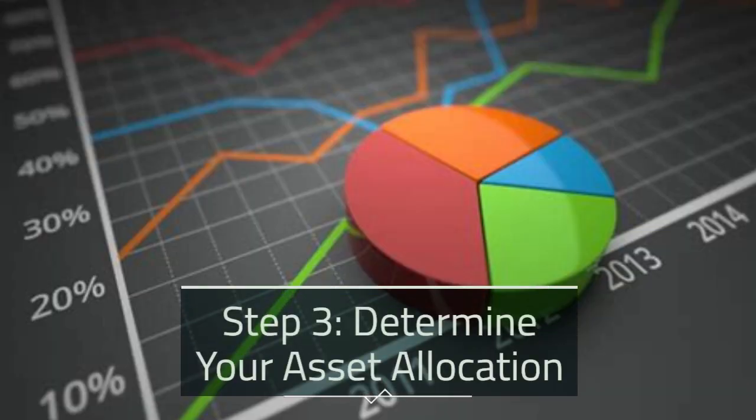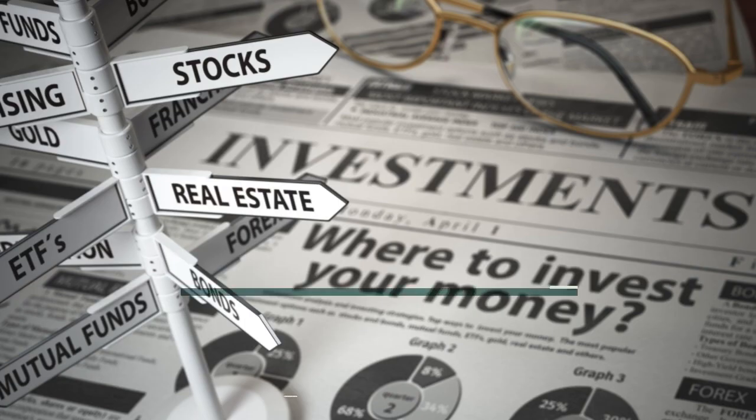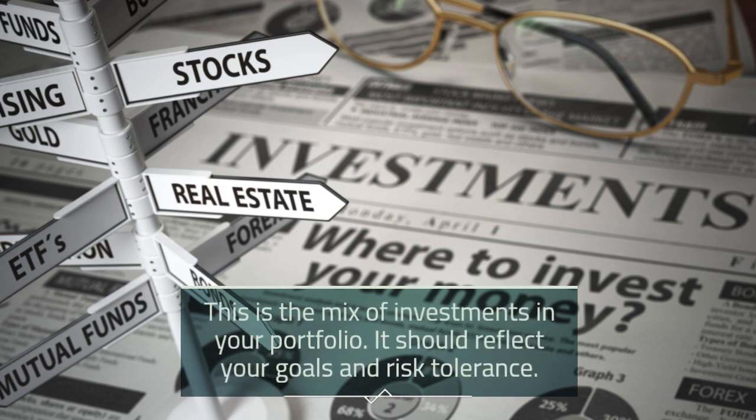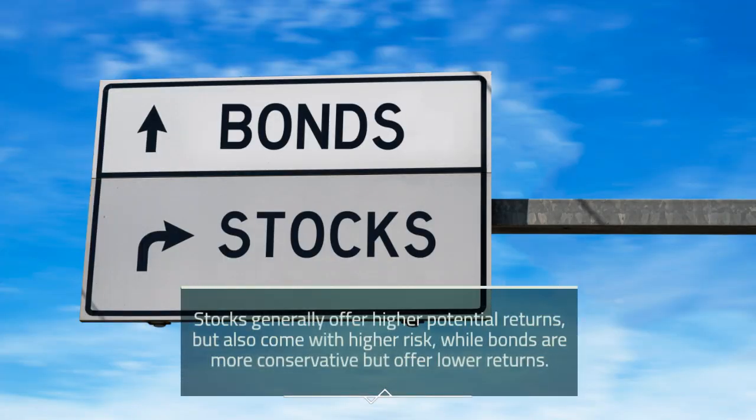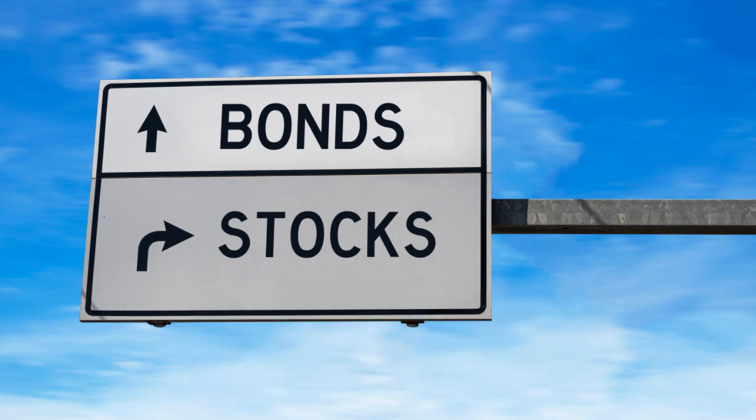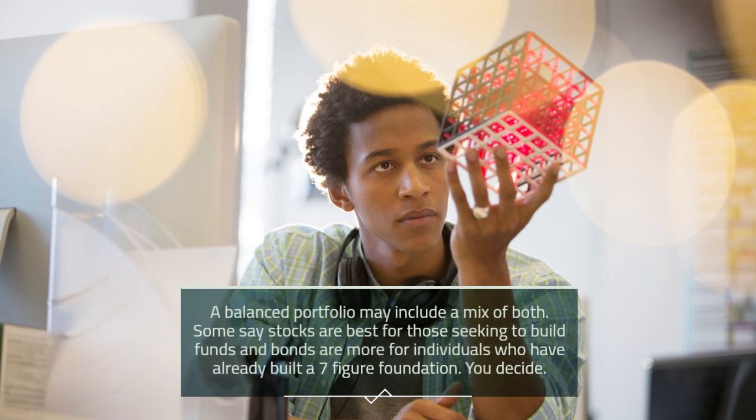Step 3. Determine your asset allocation. This is the mix of investments in your portfolio. It should reflect your goals and risk tolerance. Stocks generally offer higher potential returns, but also come with higher risk, while bonds are more conservative but offer lower returns. A balanced portfolio may include a mix of both. Some say stocks are best for those seeking to build funds and bonds are more for individuals who have already built a 7-figure foundation. You decide.